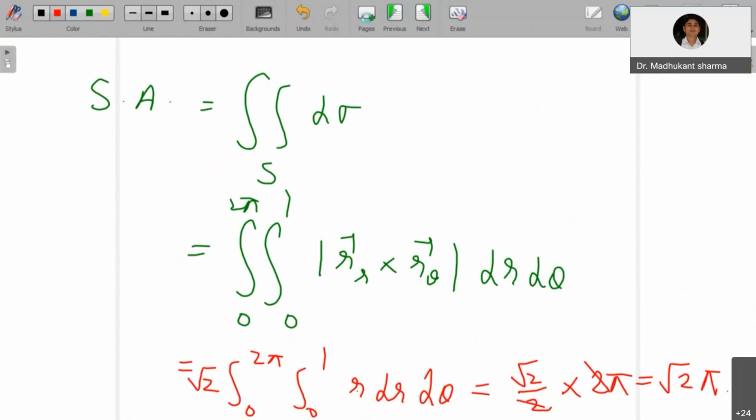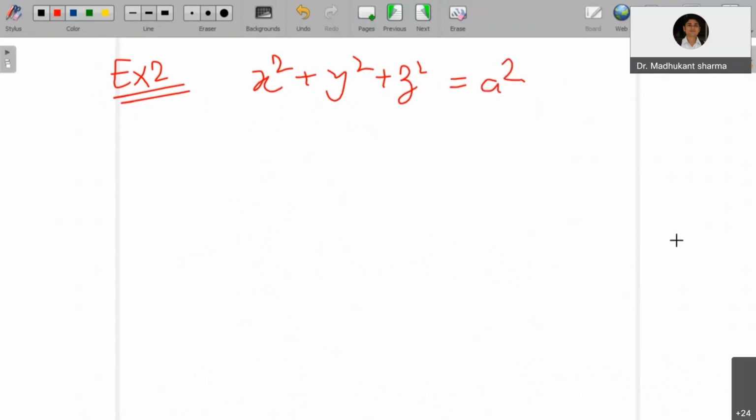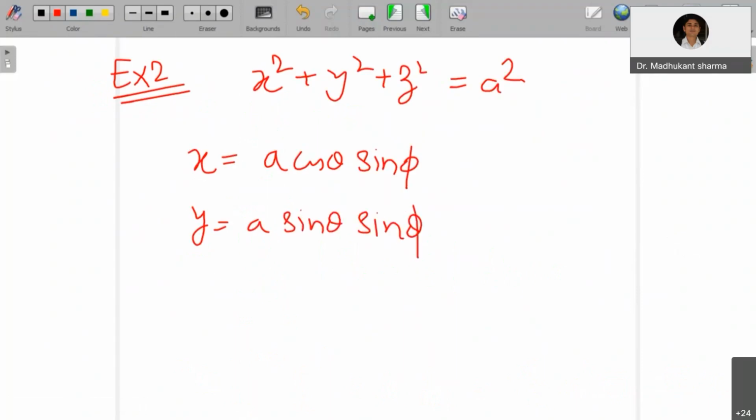Now let's look at the surface area of a sphere of radius a. For the surface area of a sphere of radius a, you have x square plus y square plus z square equals a square, and the parameterization was x equals a cos theta sin phi, y equals a sin theta sin phi, z equals a cos phi.